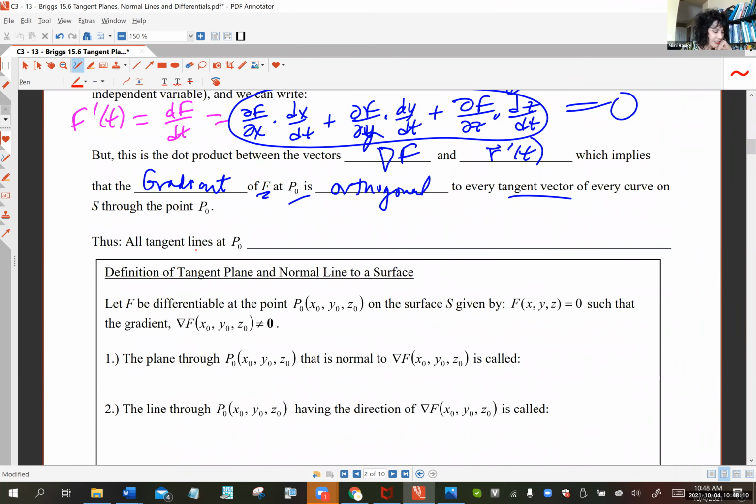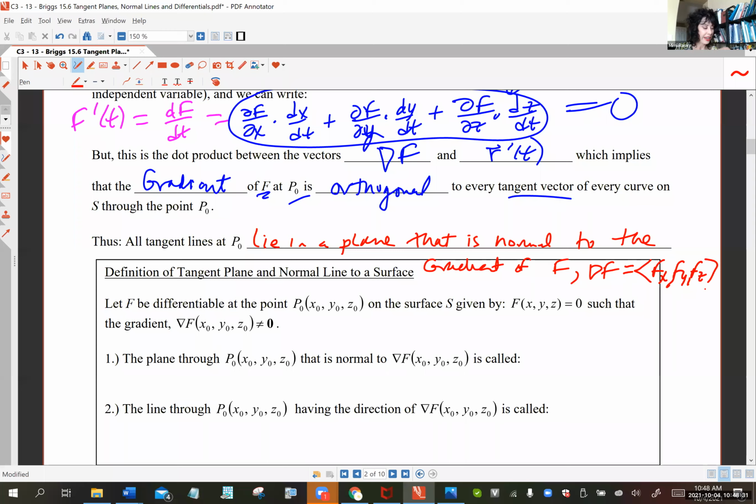So all the tangent lines at P naught lie in a plane that is normal, orthogonal, to the gradient of big F. Now remember, the gradient of big F, which we denote del big F, is a vector that contains the first partials of big F at the point P naught. I should have left myself some more blank space.